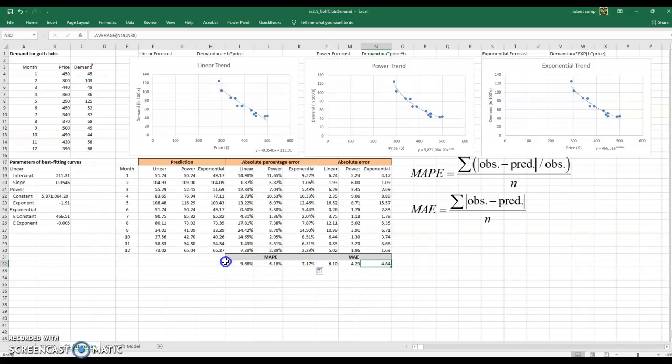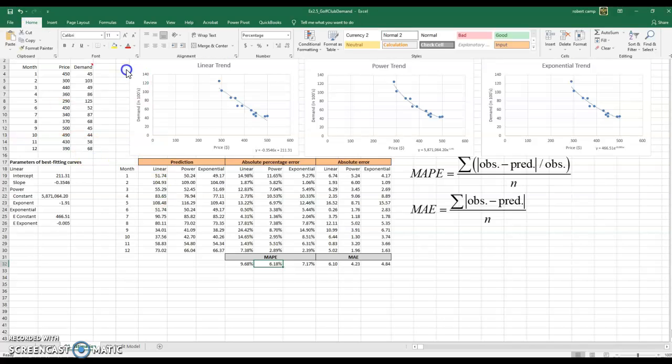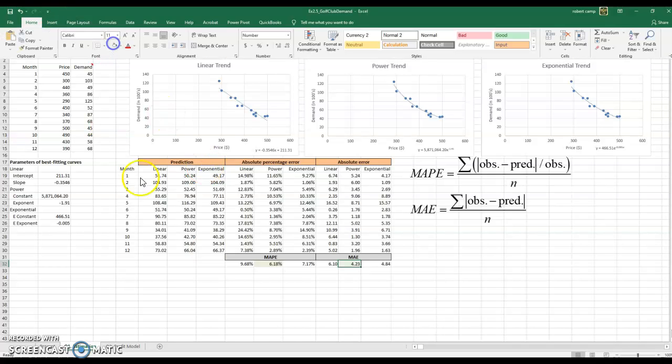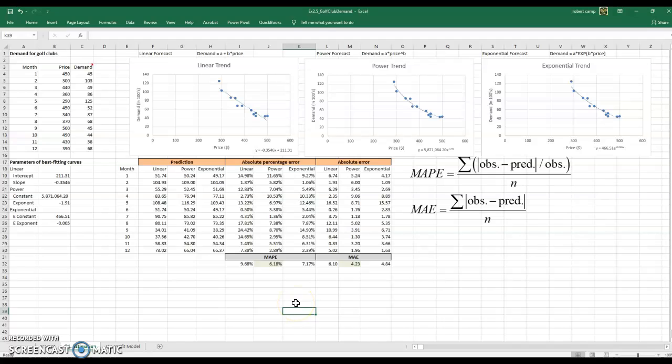The other way that we can look at it is, on average, the linear equation's off by about 9.5% each time. The power equation's off by 6.18% each time, and then the exponential equation is off by 7.17% each time. So basically, based on both of these measures, the way to go is going to be my power equation, because both ways that I look at it, that tells me it's the best thing.